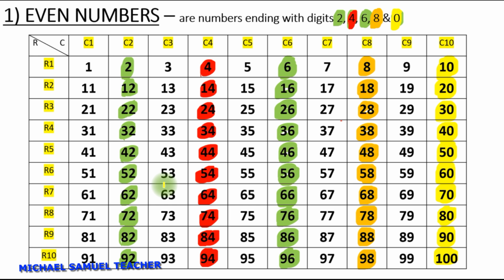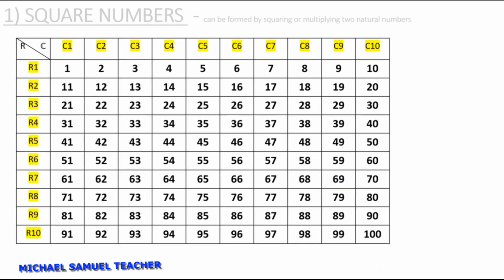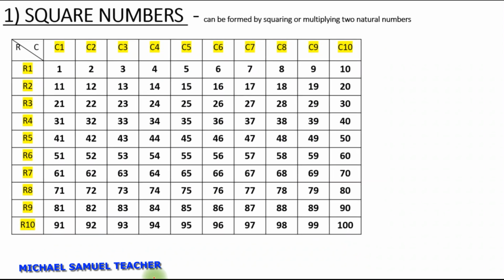So we shall move on and look at the next type of number, which is square numbers. For square numbers, I want us to understand this. We know that natural numbers start from 1 all the way to infinity, and let me just write some of the natural numbers. We have 1, 2, 3, 4, 5, 6, 7, 8, 9, 10. Square numbers can be formed by squaring or multiplying two natural numbers. So if we multiply two natural numbers, we get square numbers.